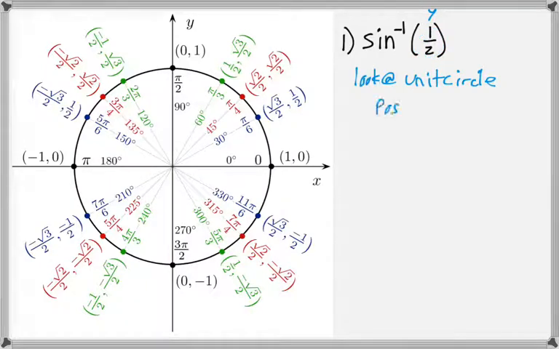So because this is positive, I want to look in quadrant 1. Because again, we're only looking at two potential quadrants for sine inverse: quadrant 1 and quadrant 4. So because this is positive, it's quadrant 1. So where in quadrant 1 do we have a y value of 1/2? Well, it's right here, which is pi over 6. So pi over 6, the angle, is our answer.